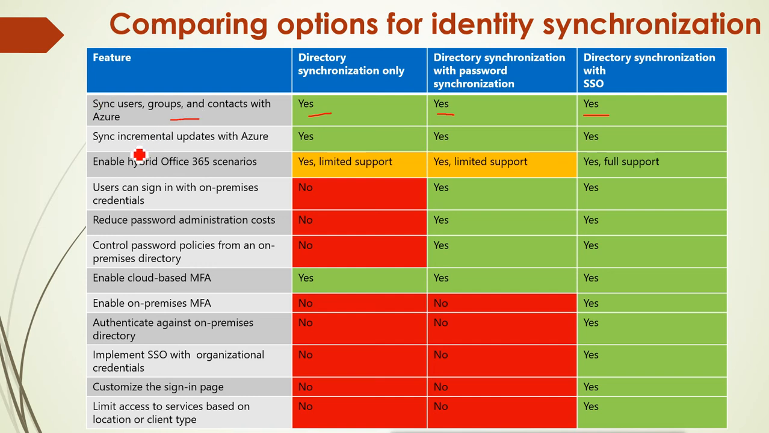Now synchronize incremental updates with Azure. It is also available in all these three options. That means incremental updates, whatever we have changed in these users and groups information, will be updated to Azure AD. Enable hybrid Office 365 scenario. Now the identity which we use to synchronize with AD, we can use those identities to access the Office 365 product also. So it is supported for hybrid, yes, with limited support for password synchronization also, but if we are using the single sign-on option, then it will give you full support.